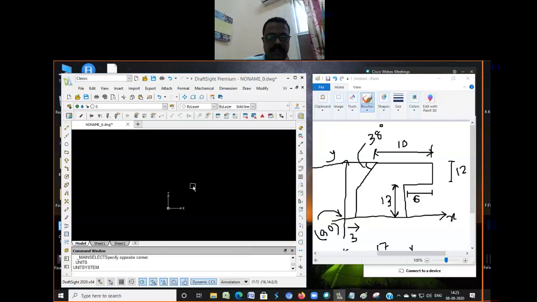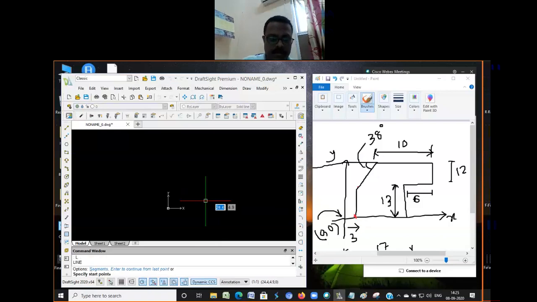Okay, so first let us draw the line. Which line? This, the starting point of this line. Okay, so it says it starts 3 millimeter from the origin. Let us draw a line first. In order to draw the line, what command? L. So it says specify start point. Our start point is 0, 0.